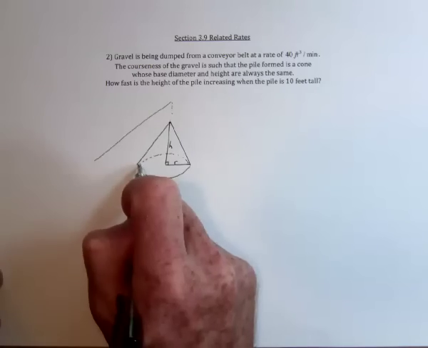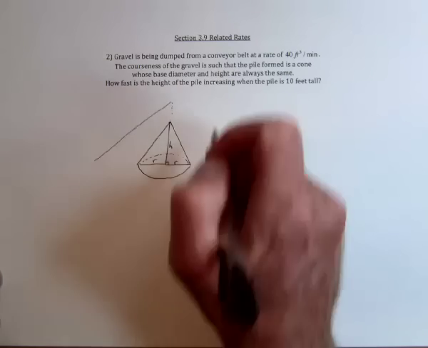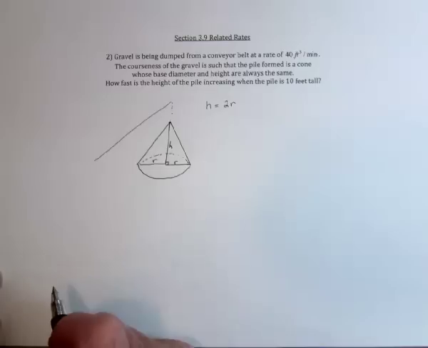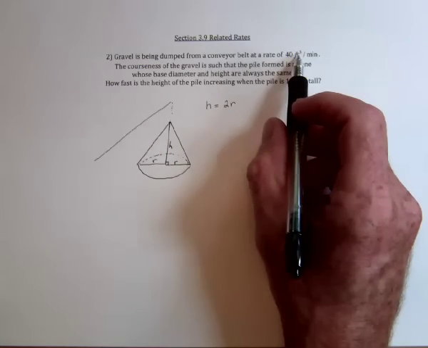So diameter would be 2 radii. So the height is equal to 2 r's. Okay, next is it's being dumped out at a rate of 40 cubic feet per minute. So this is a volume.